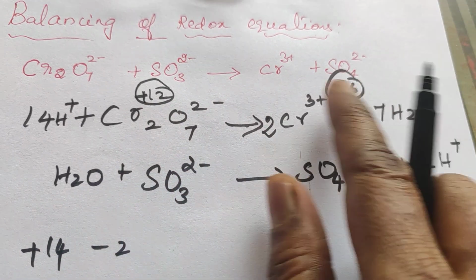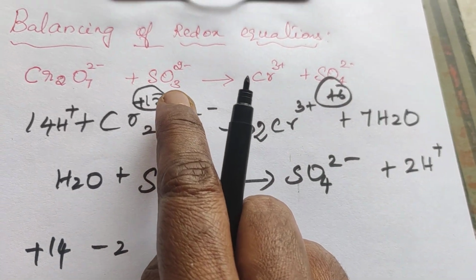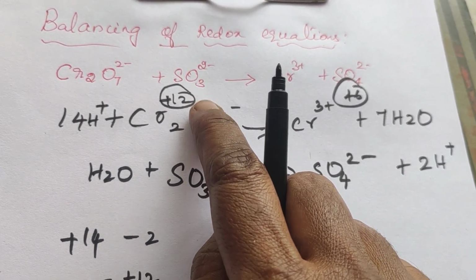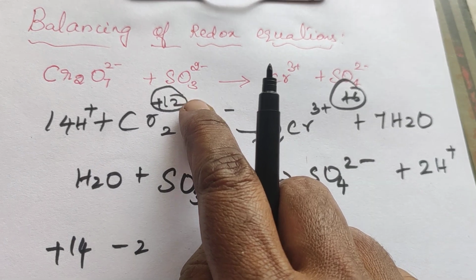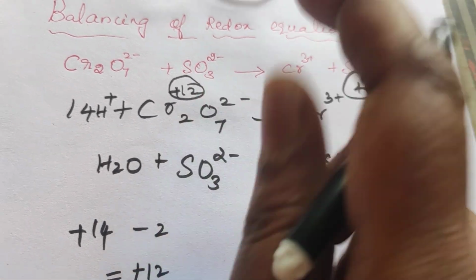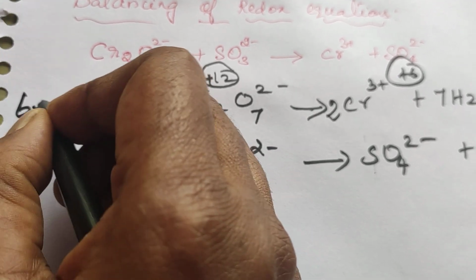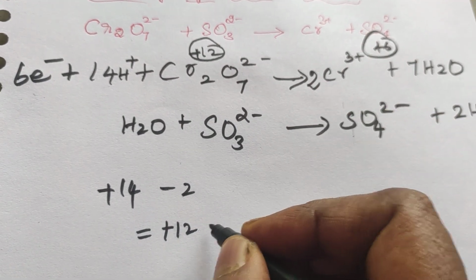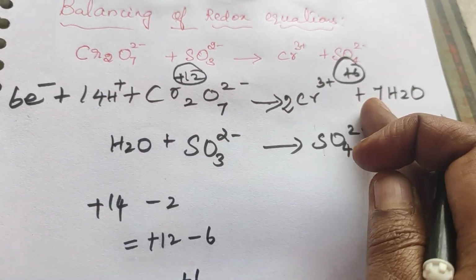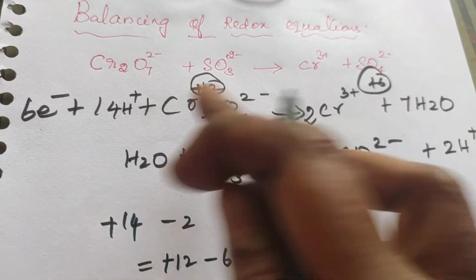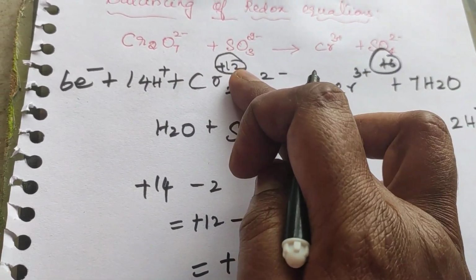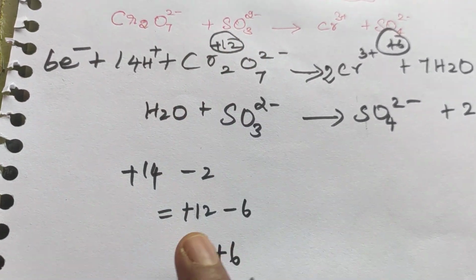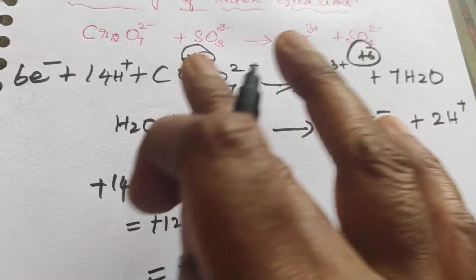So if you see the charges, here positive charge is more. So there is an opportunity to decrease the positive charge by introducing electrons, because electrons have negative charge. So 6 electrons you can introduce. So what will happen now? When I introduce 6 electrons, 6 into minus 1, that is minus 6, plus 12, so I will get plus 6. So both the sides, the charges got tallied.